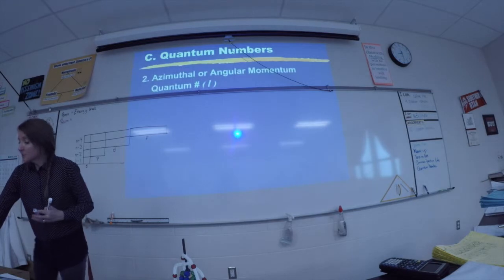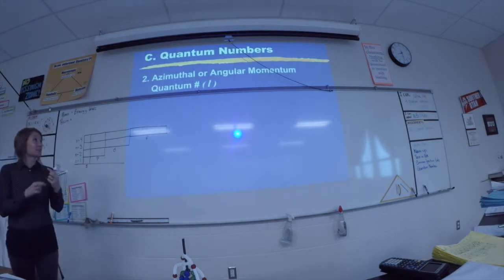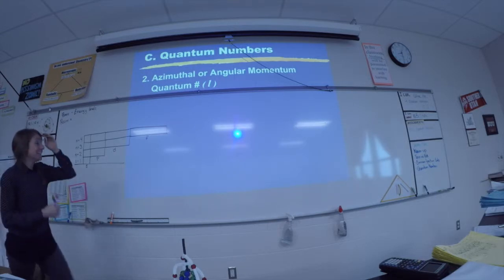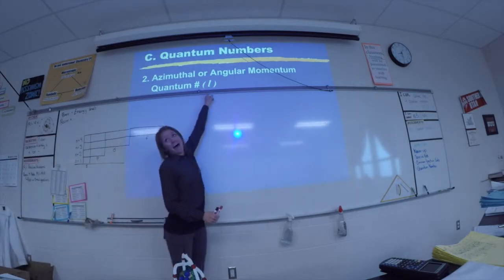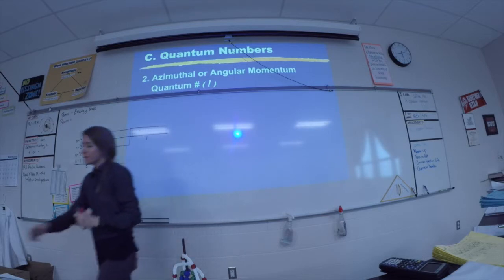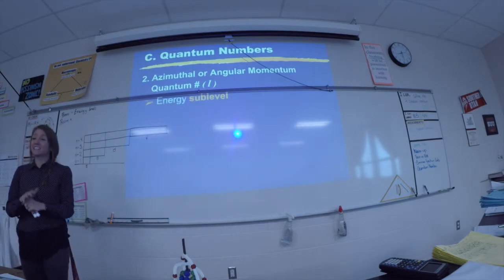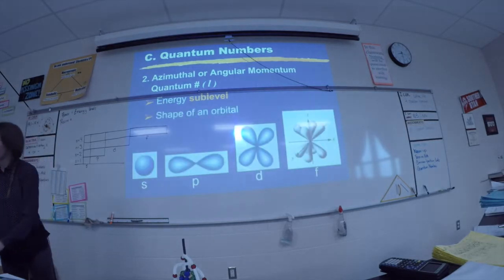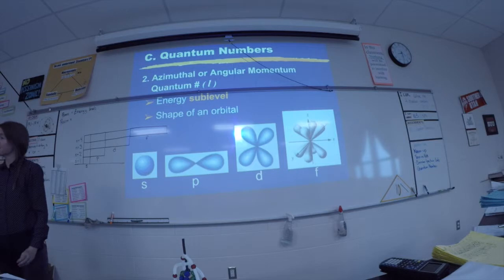Okay? So by name, this second quantum number is known as the azimuthal, or the angular momentum quantum number. It's a little bit of a mouthful. Its symbol is a letter L. By the way, that's not a 1, that's an L. So L is what we use for the second quantum number. What this tells us is the energy sub-level, and it also helps us know the shape of it.